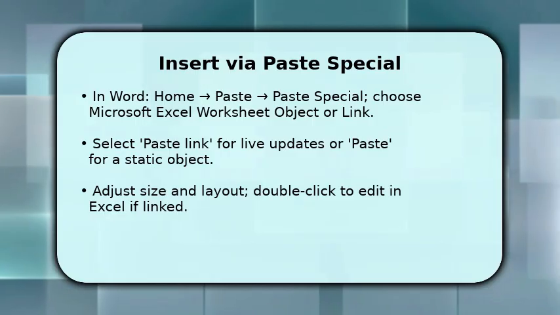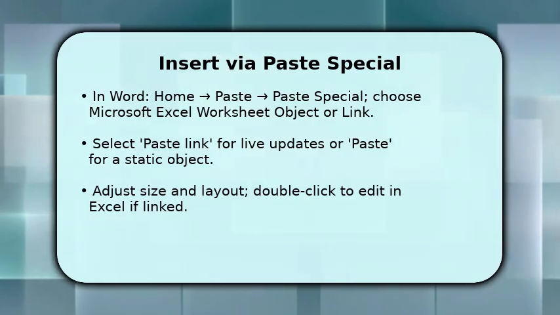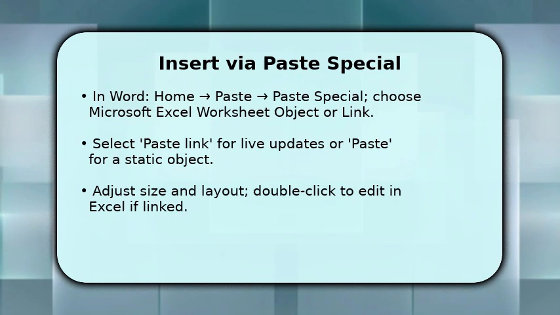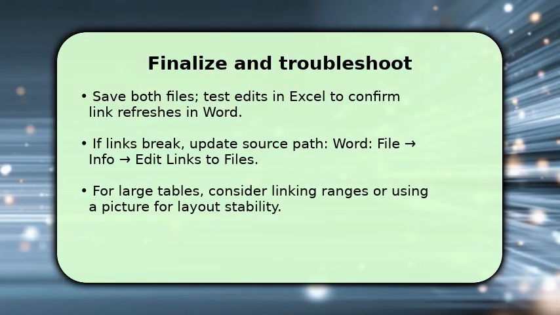Finish by saving both documents and testing the connection. Change a value in Excel, save, then switch to Word and update links if needed.